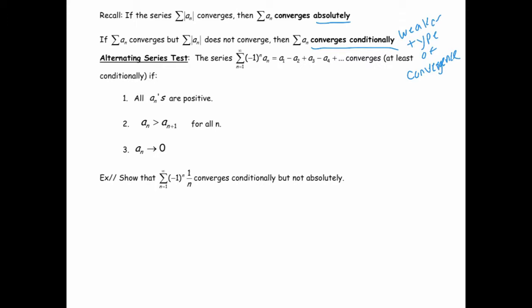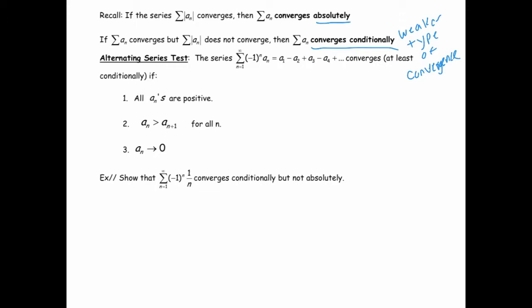Again, the main difference between conditional and absolute convergence has to do with how you add up the terms. A series that's absolutely convergent means that you can add the terms up in any way and you'll still approach that limit. Whereas a series that only converges conditionally, the terms have to be added up in a very special way. So that's, in a nutshell, the difference.